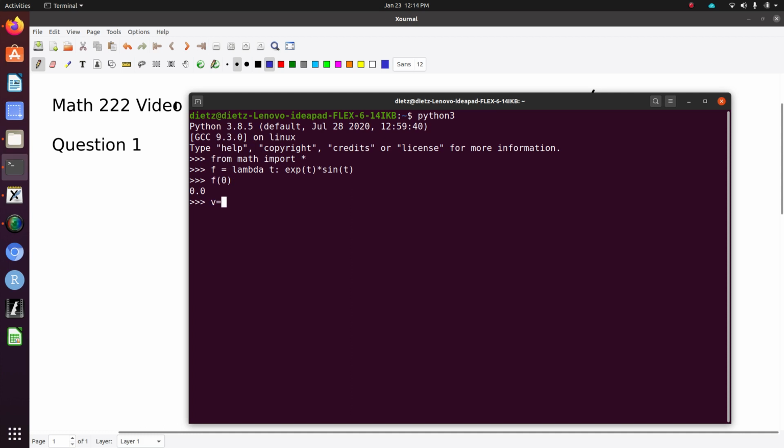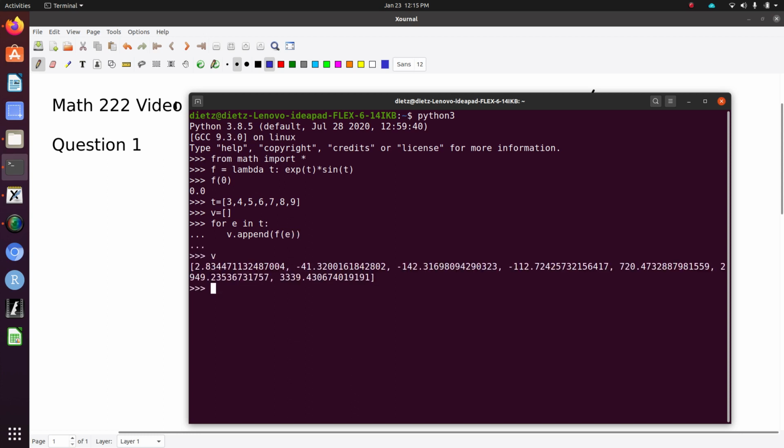You could do something like v equals, and I'm just going to make something up. These are not the points you want to use in the exercise. But you could easily do something like this: here are my t values, and make an empty vector v. For each element in the t vector, append to v, evaluate f at that element, and then you can look at it. You could sum them up, you could sum up some of them, you could divide by, whatever. So that's how you can make short work of those calculations in Python.